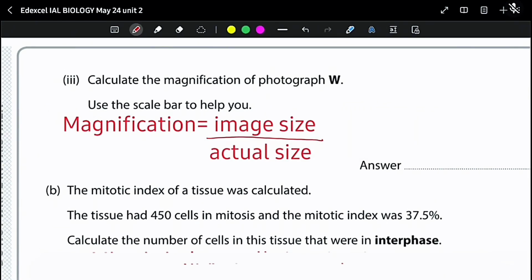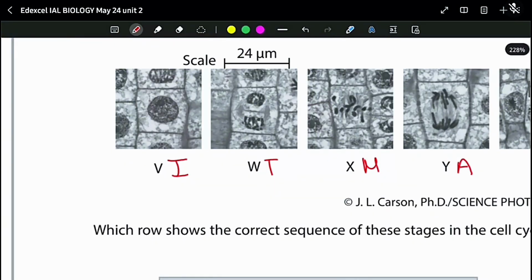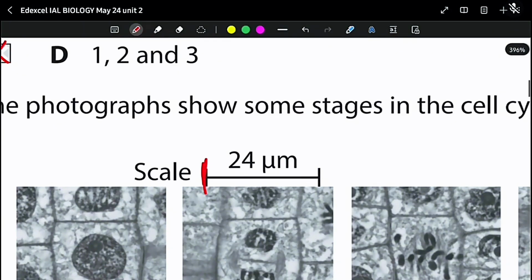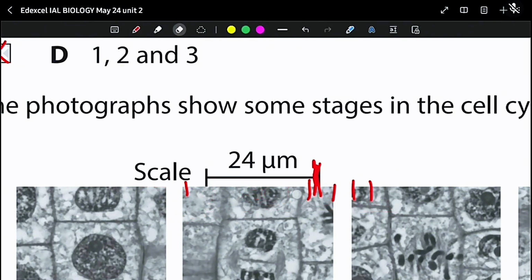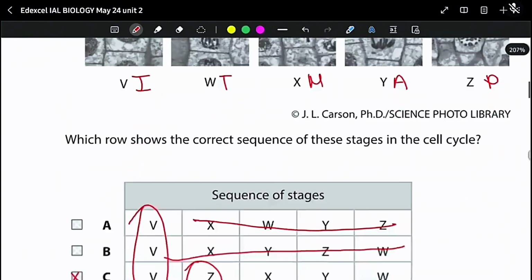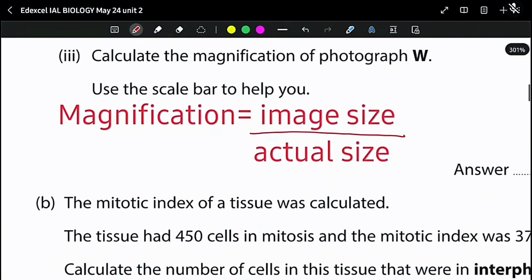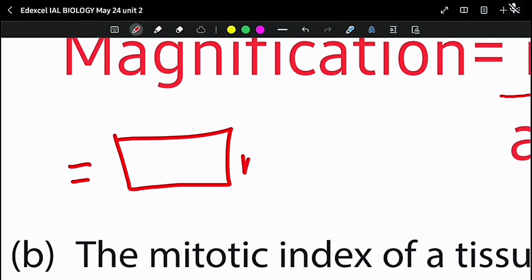So this is the formula: magnification equals image size divided by actual size. We have to find the image size by measuring. We have to put a scale from here to here, then measure the image size from here to here, and we have to measure that in millimeters, okay? So we measure the size here in millimeters.